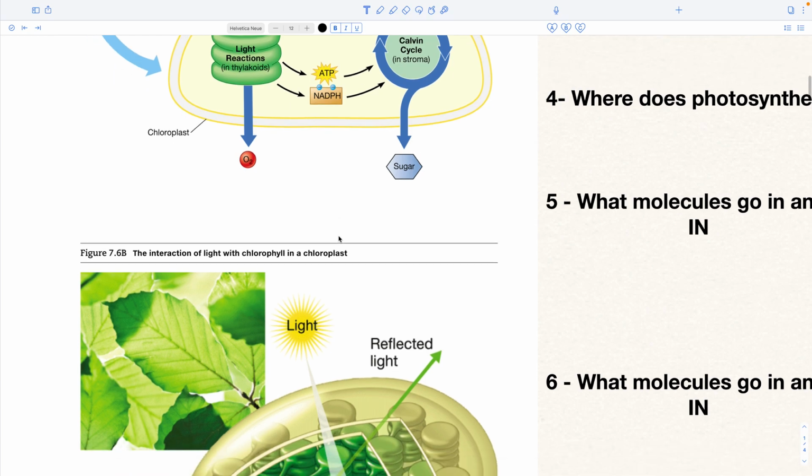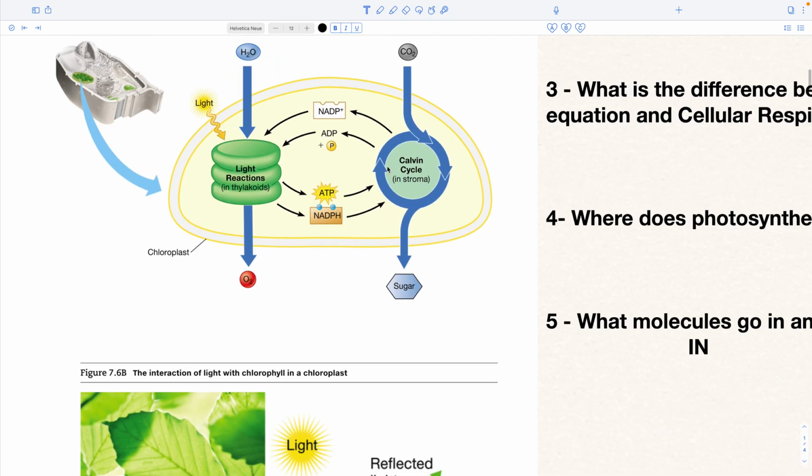And then question 6, the Calvin cycle. What goes in and what goes out? You just follow the arrows. This Calvin cycle, ATP is coming in, NADPH is coming in, and carbon dioxide is coming in. What comes out? Sugar and the 2 spent energy molecules. ADP is coming out, NADP plus is coming out.